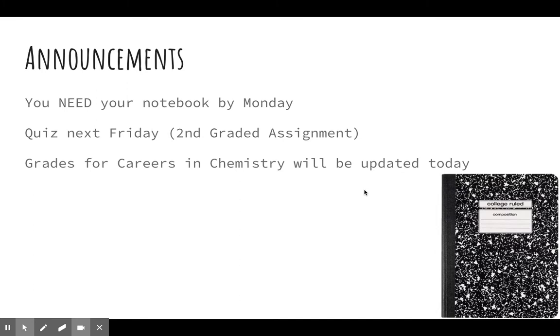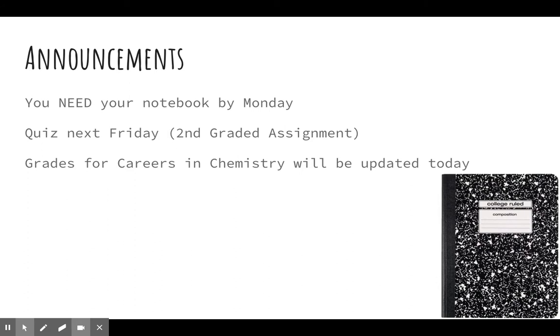Announcements are, you are going to absolutely need this College Ruled composition notebook. On Monday, I'm going to set up your notebook for the semester. For the year, actually. You'll use this one notebook the entire year. Hopefully you won't run out of space. If you do, I'll let you know, but that shouldn't happen until towards the end of the year anyway.